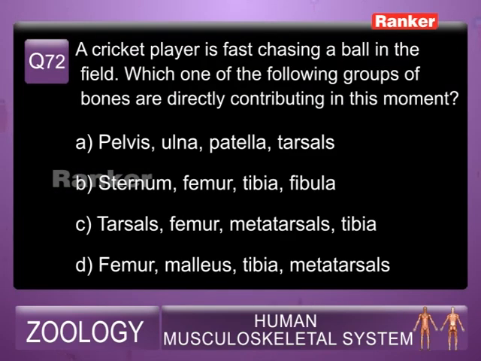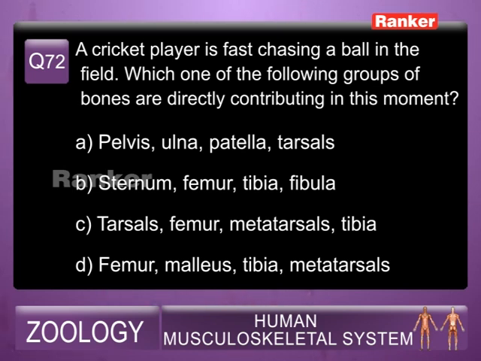72. A cricket player is fast chasing a ball in the field. Which one of the following groups of bones are directly contributing in this moment? A. Pelvis, ulna, patella, tarsals. B. Sternum, femur, tibia, fibula. C. Tarsals, femur, metatarsals and tibia. D. Femur, malleus, tibia, metatarsals.